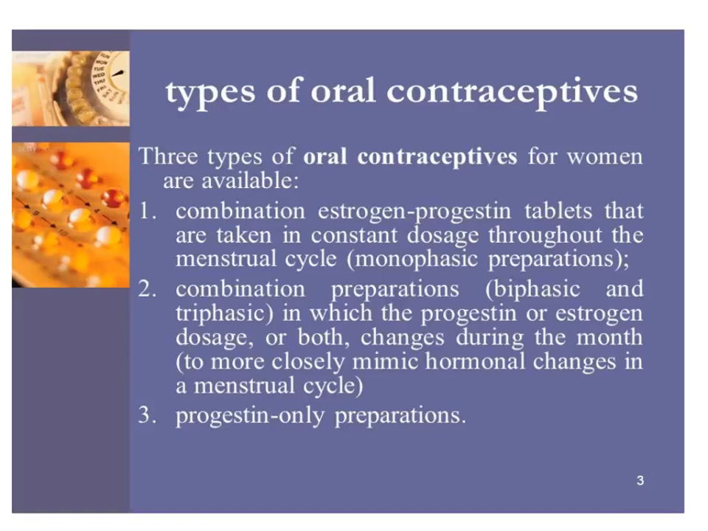Three types of oral contraceptives for women are available. One is a combination of estrogen and progesterone throughout the menstrual cycle at a constant dosage, or there are combinations in which the progesterone and estrogen are changed, or there can be only progesterone preparations.